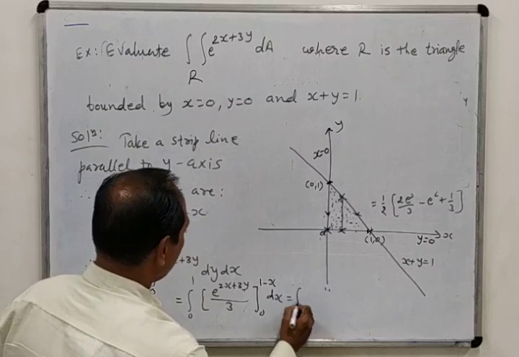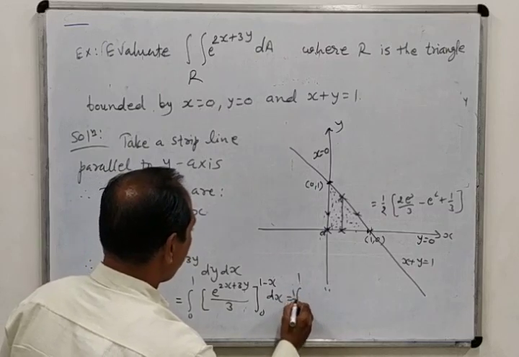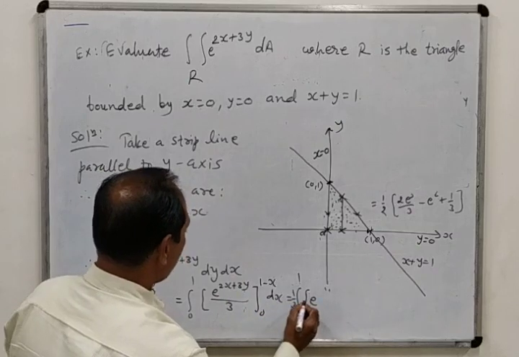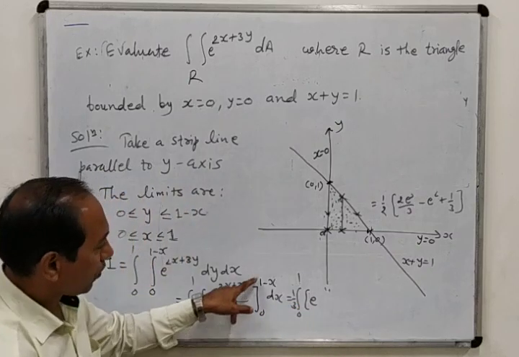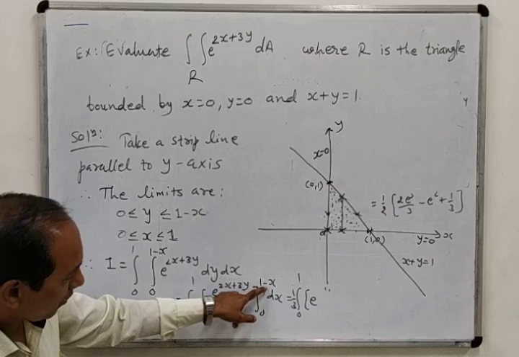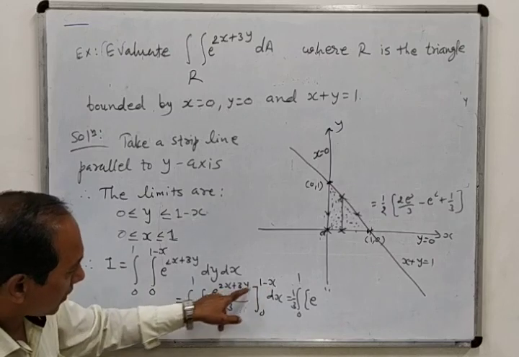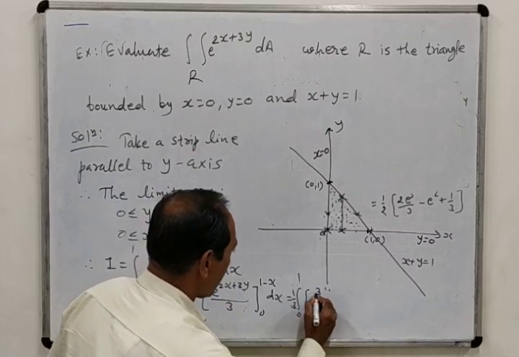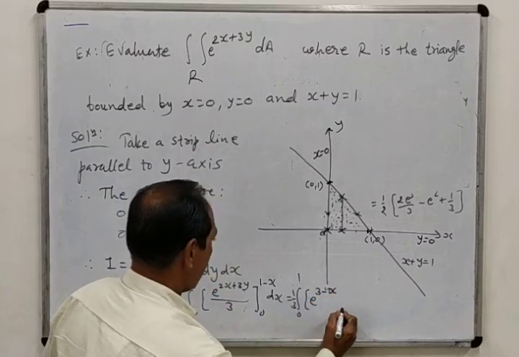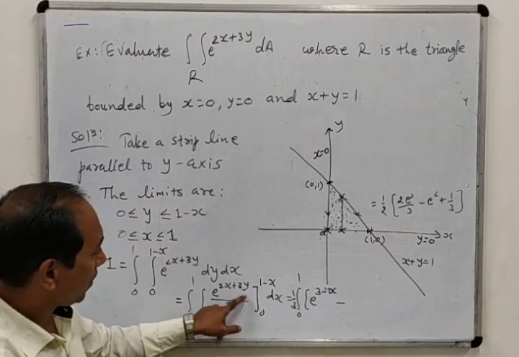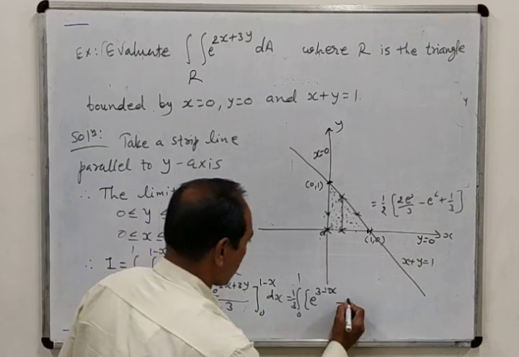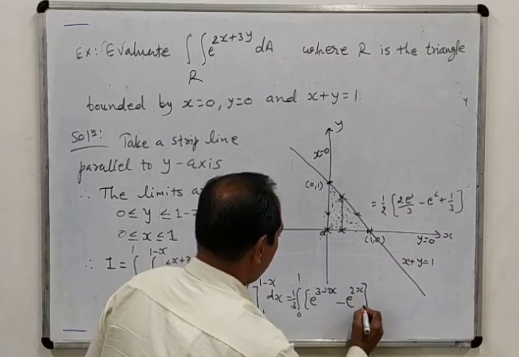And this is equal to 0 to 1. 1 by 3 we take outside. So here it is e raised to 2x, y equal to 1 minus x. See, it is y equal to 1 minus x. So 3 minus 3x plus 2x, that means e raised to 3 minus x, minus, for y equal to 0, it is e raised to 2x dx.